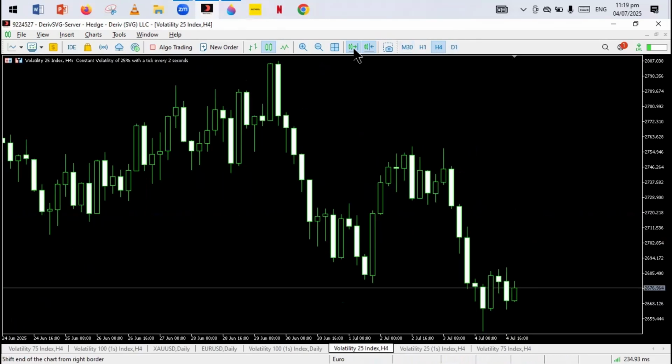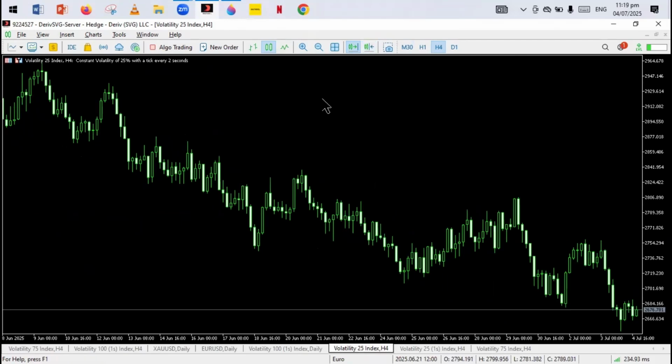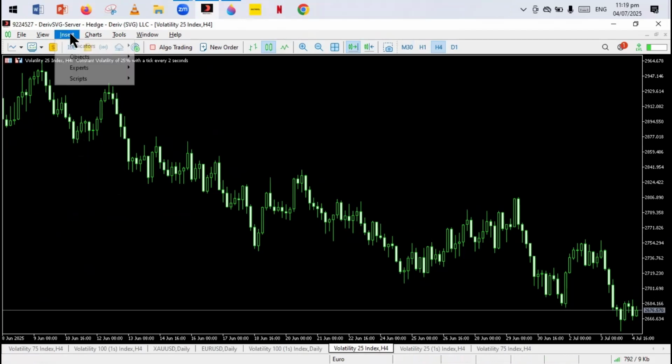If we go to the 4 hours, we can be able to see our confirmation candles. So from there we have the lower low, lower high. What do we see?